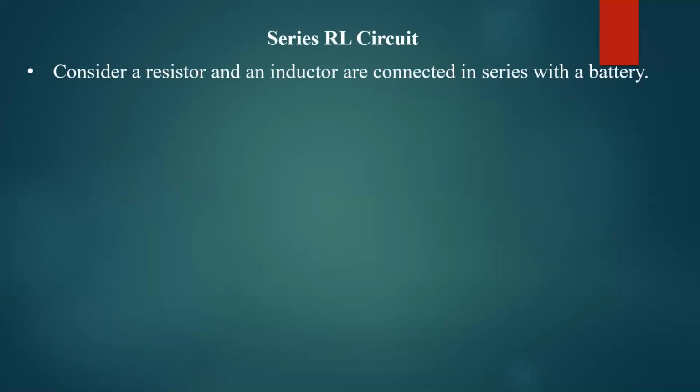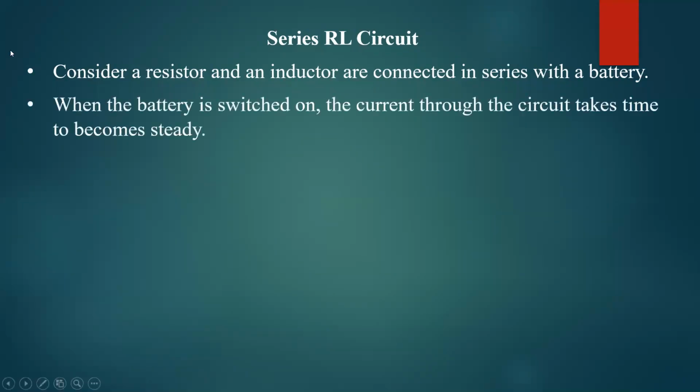So today we'll consider the series RL circuit. After the completion of the series RC circuit, today we'll consider the series RL circuit. A series RL circuit consists of a resistor and an inductor which are connected in series with a battery. R stands for resistance, L stands for inductance. So a resistance and an inductor connected in series is called a series RL circuit.